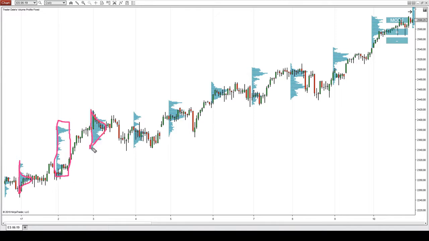Then there's a D-shaped profile, which is a balanced profile. The volumes are shifting upwards and the market is accepting the higher prices, which are in here. This D-shaped profile is a sign that the higher prices got accepted.